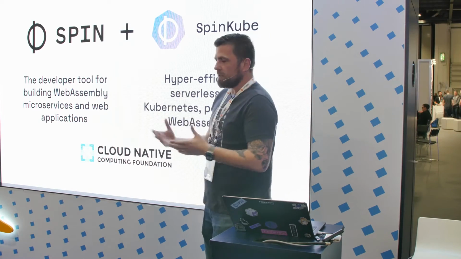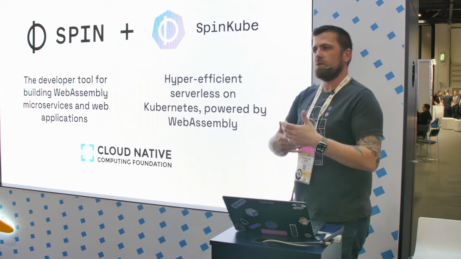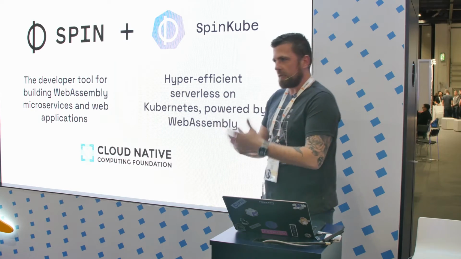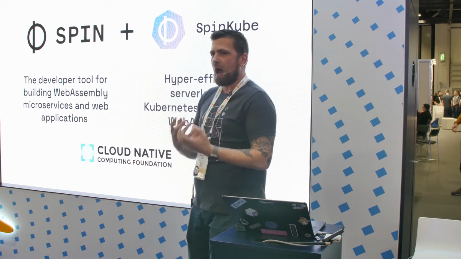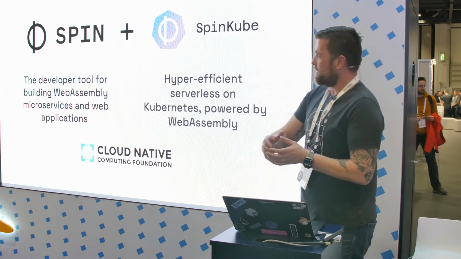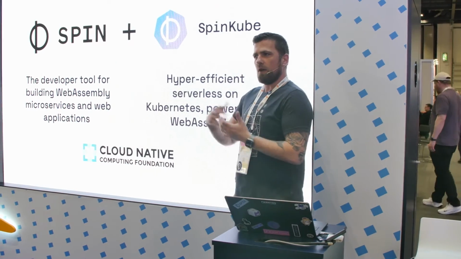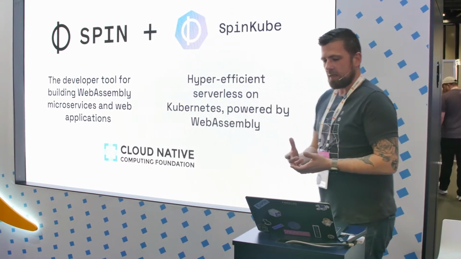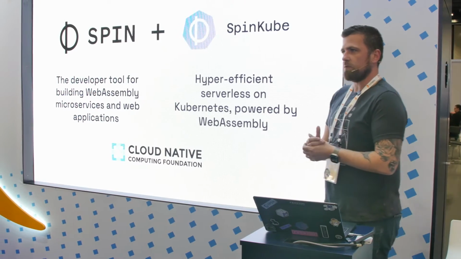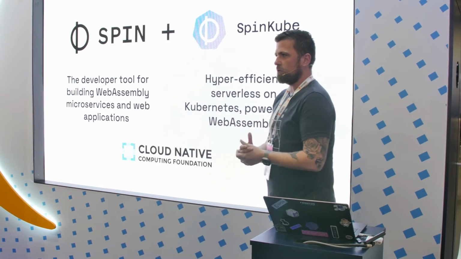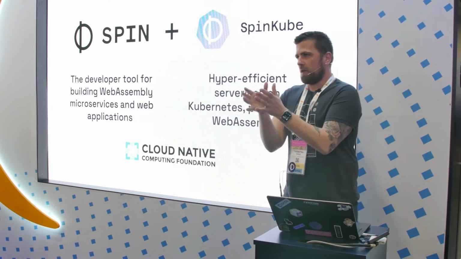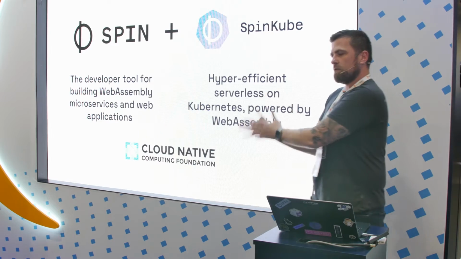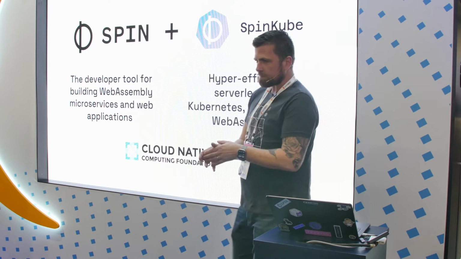So Spin is also a runtime that developers use in the inner loop to test their workloads and get a sense of how things work. And once you're done with building, you have to run those workloads at some place. And SpinKube is the open source runtime that you can deploy to any Kubernetes distribution and run your WebAssembly workloads next to your containerized workloads.